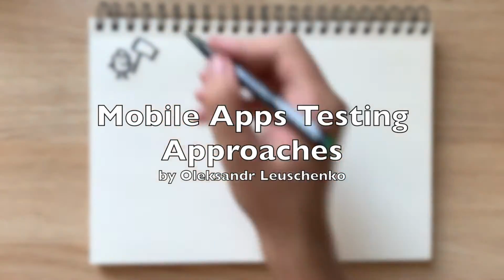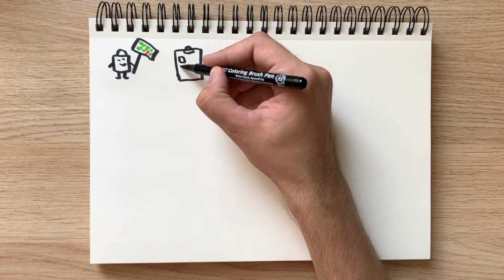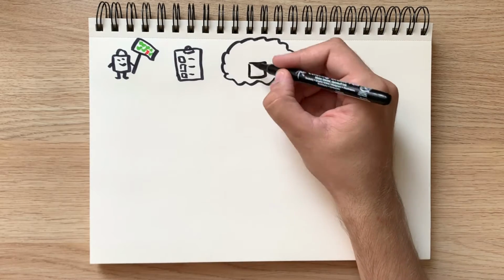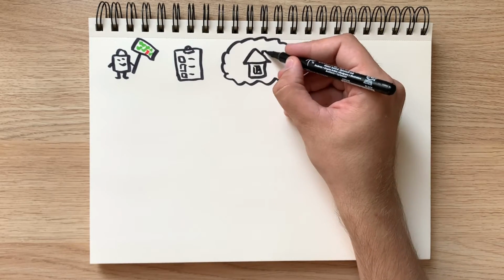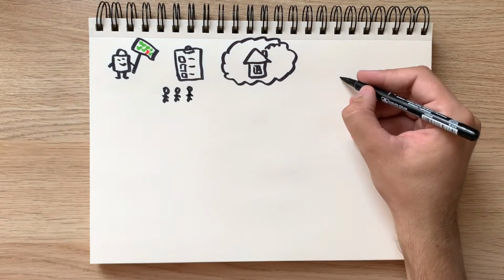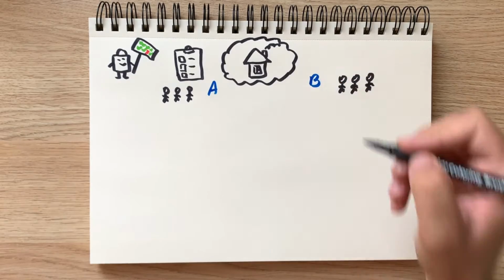Before teaching the robot to test your app, let's decide on when we will create a testing specification. There are two possible approaches. Let me illustrate them on this task. Let's say we want to build a house. We ask two teams to make it. Let's name them Team A and Team B.